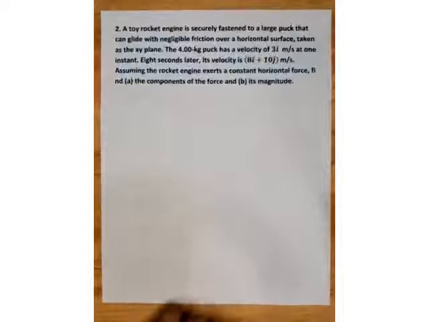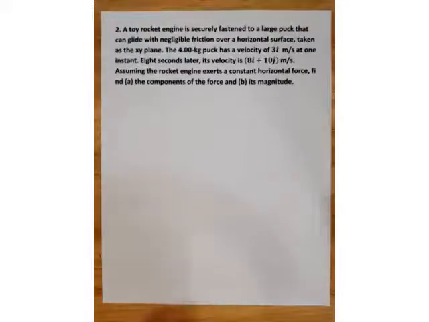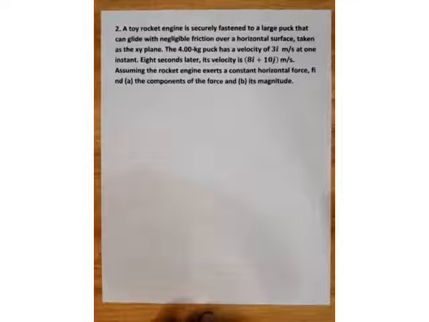Okay, a toy rocket engine is securely fastened to a large puck that can glide with negligible friction over a horizontal surface, taken as the X and Y plane. The 4-kilogram puck has a velocity of 3i meters per second at one instant. 8 seconds later, its velocity is 8i plus 10j meters per second. Assuming that the rocket engine exerts a constant horizontal force, find A, the components of the force, and B, its magnitude.